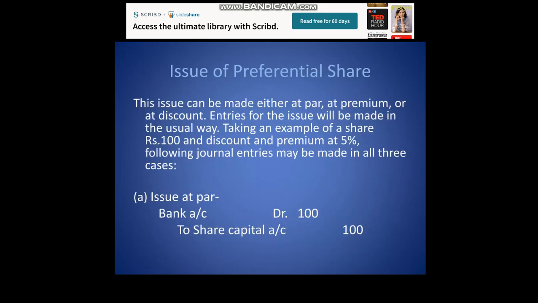Issue of preference shares. This issue can be made either at par, at premium, or at discount. Entries for the issue will be made in the usual way. Taking an example of a share of 100 with discount and premium at 5%, the following journal entries may be made in all three cases. Issue at par: Bank A/c 100 to Share Capital A/c 100.